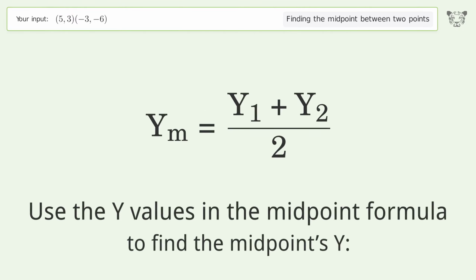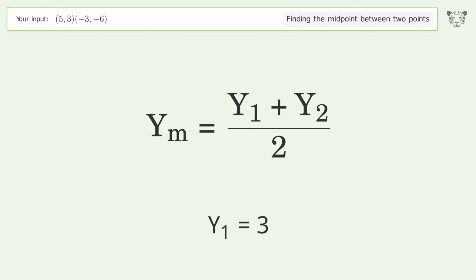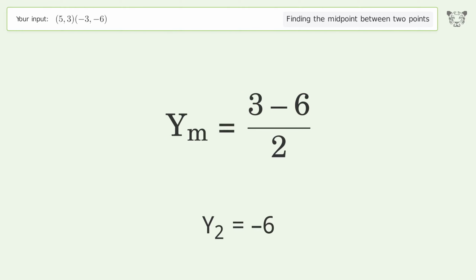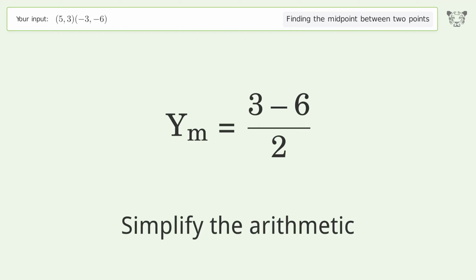Use the y values in the midpoint formula to find the midpoint's y. y1 equals 3. y2 equals negative 6. Simplify the arithmetic.